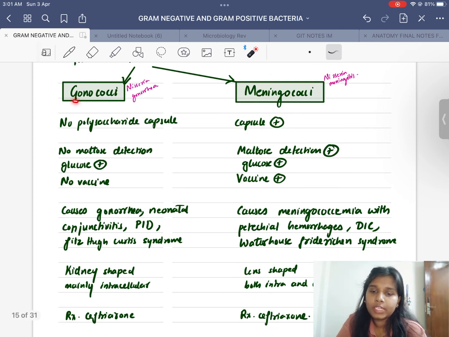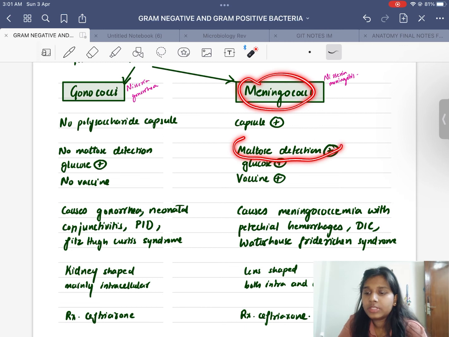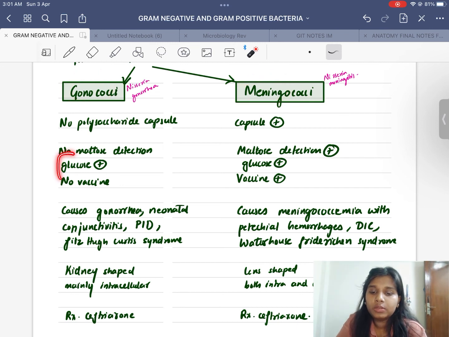Okay, and if you remember, I told you gonococcus, gonorrhea only has glucose fermentation. Only glucose can be detected. In meningococcus, we have maltose detection also. Okay, so glucose and maltose are detected in meningococcus. In gonococcus, only glucose is detected.